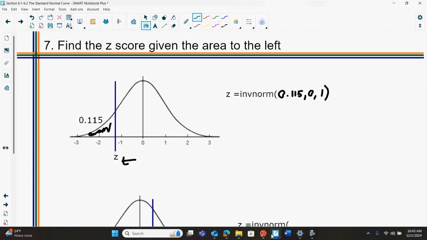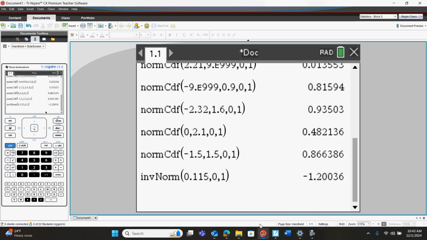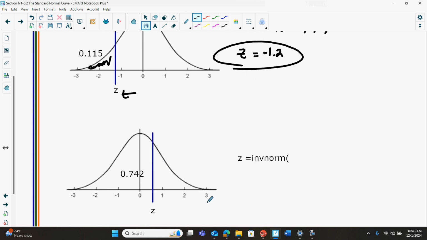If we do that here, 0.115 is going to give us a z-score of negative 1.2. So the z-score equals negative 1.2. Okay, and just down here, we're given an area to the left of 0.742.